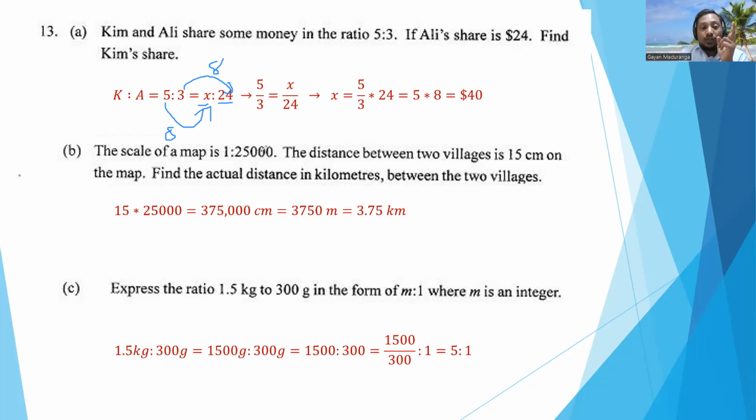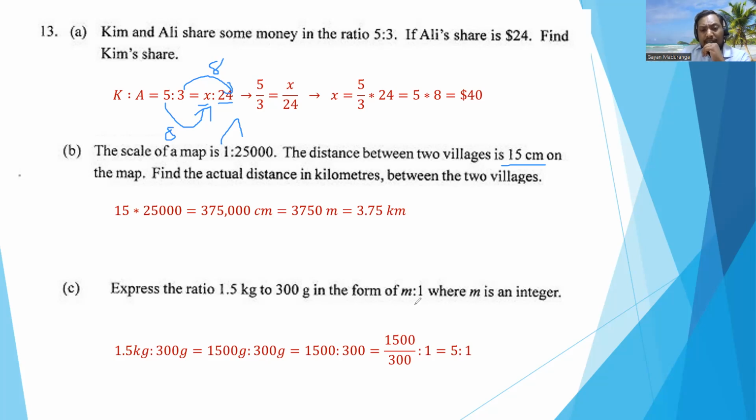Scale of a map is 1 to 25,000. The distance between two edges is 15 centimeters on the map. So you have to go to the actual. So map to actual, multiply by 25,000. So 15 into 25,000 is 375,000 centimeters. So we are not going to measure in centimeters in actual, right? So we convert them into meters and then into kilometers, which is 3.75 kilometers, not that far away.